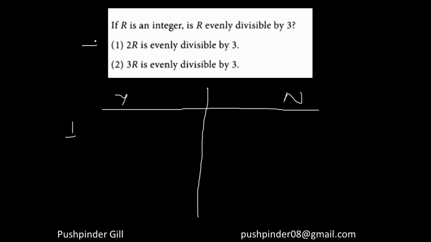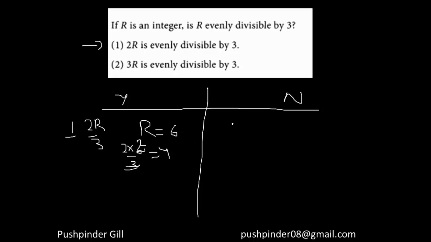First statement says 2 into r is evenly divisible by 3. Give me a value for r. Alright. So let's say r is equal to 6. If r is equal to 6, now you know that this is a fact statement. We have to satisfy this fact statement. So 2 into 6 by 3, it's evenly divisible by 3. 2 into 6 by 3 gives you 4. So it's evenly divisible, right? So it gives me a yes, that yes, r is evenly divisible by 3 because r is equal to 6. 6 is evenly divisible by 3.